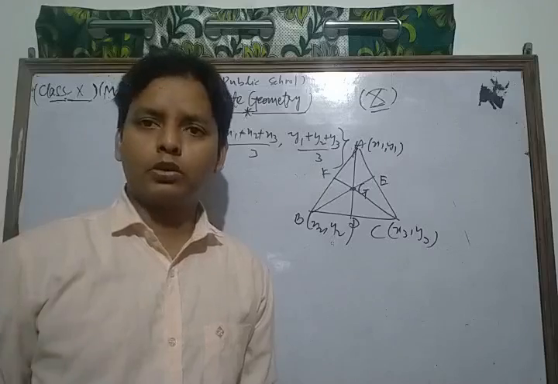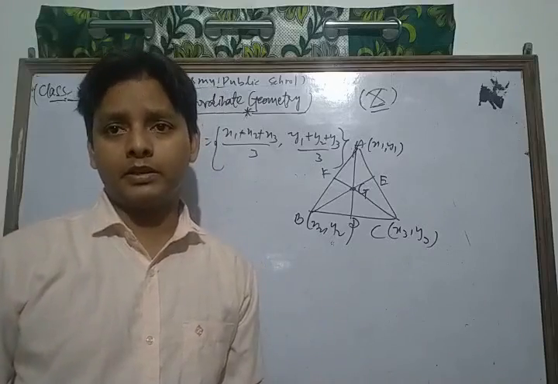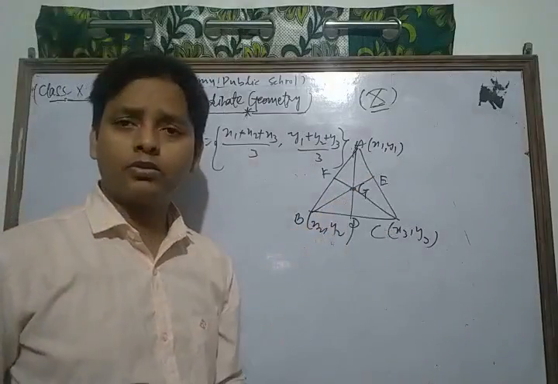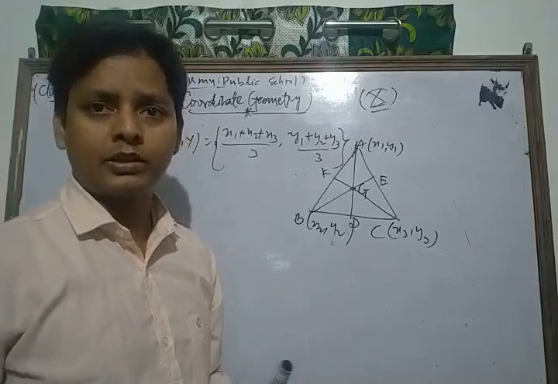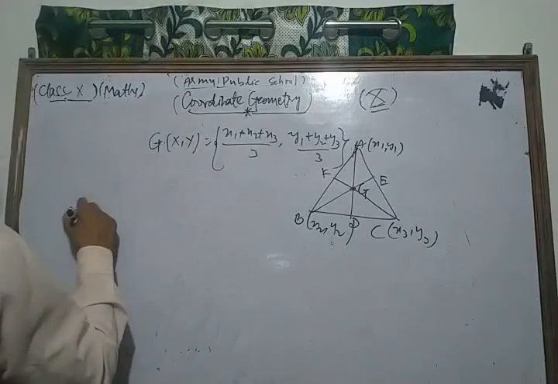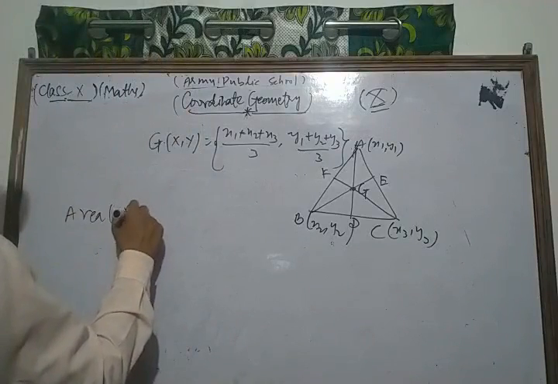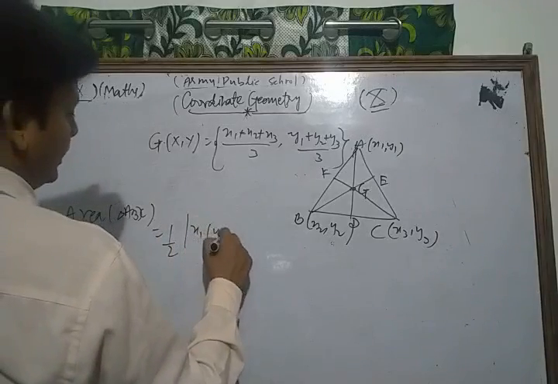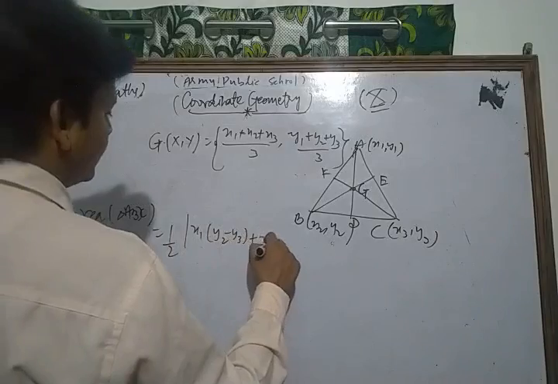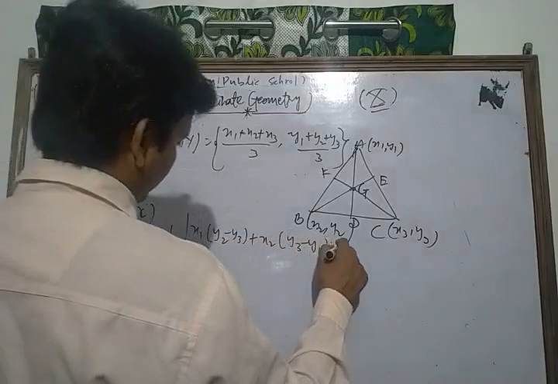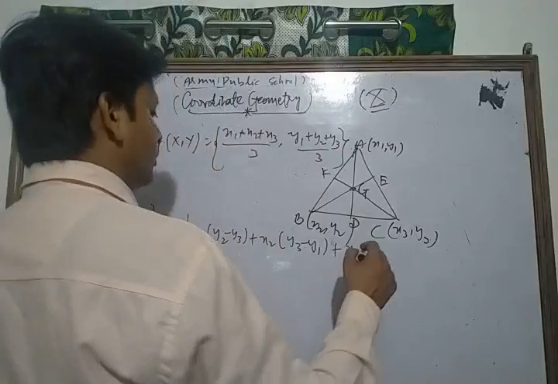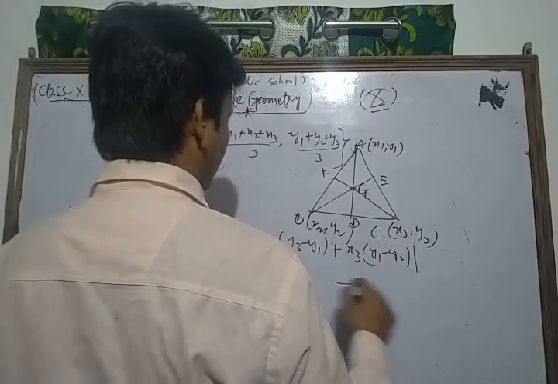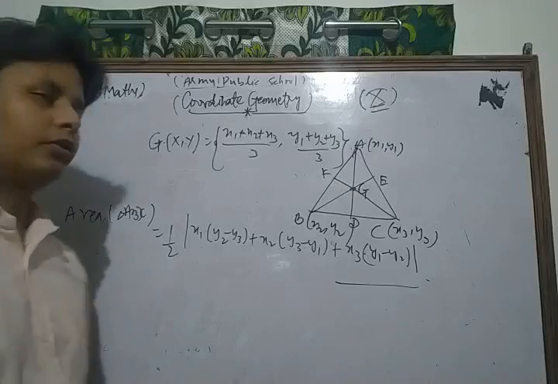The next important formula, which is also not in your syllabus this year, is to find the area of a triangle whose vertices are given as (x1, y1), (x2, y2) and (x3, y3). Area of triangle ABC is equal to 1/2 of [x1 (y2 minus y3) plus x2 (y3 minus y1) plus x3 (y1 minus y2)]. This is the formula to find the area of a triangle.